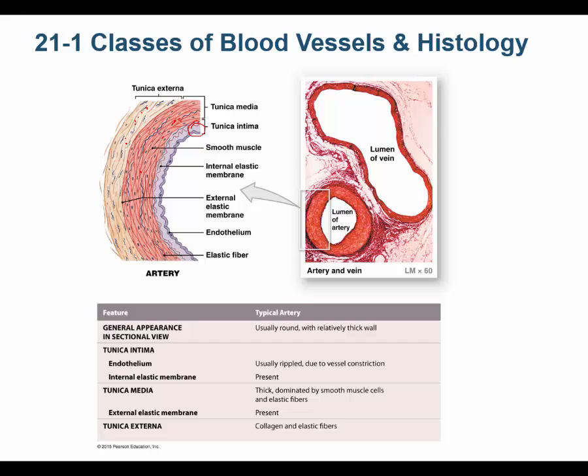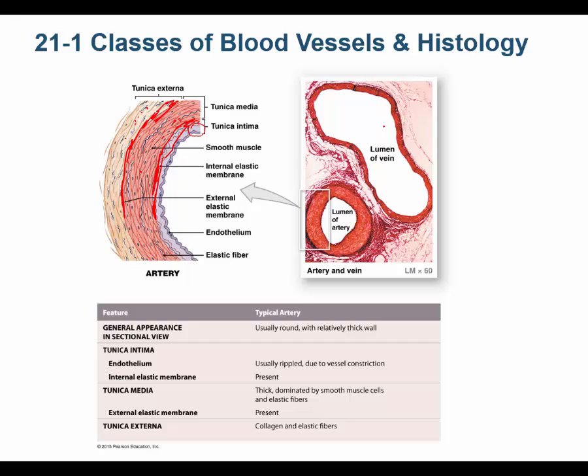Now here's the deal. If you're a big artery, you are likely to have an external elastic membrane, and that would be right here between the smooth muscle and the tunica externa. And you could even have an internal elastic membrane, and that's right here between the tunica intima and the smooth muscle. And the big arteries have those elastic membranes.